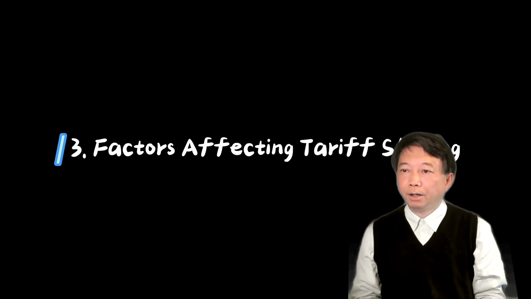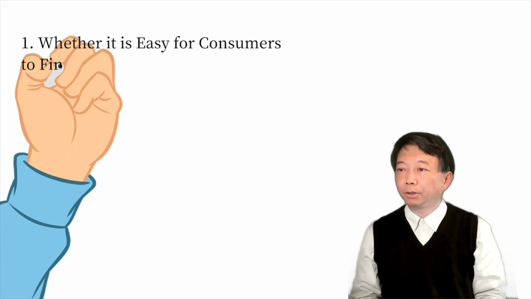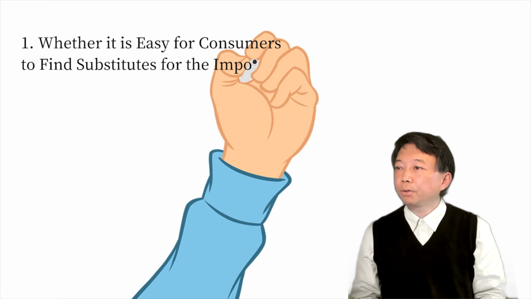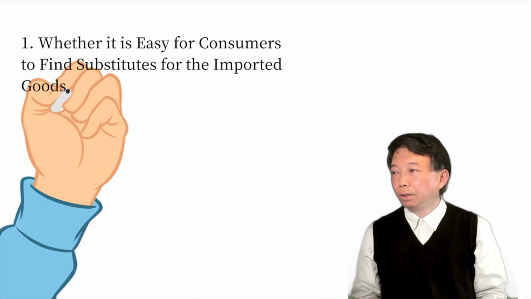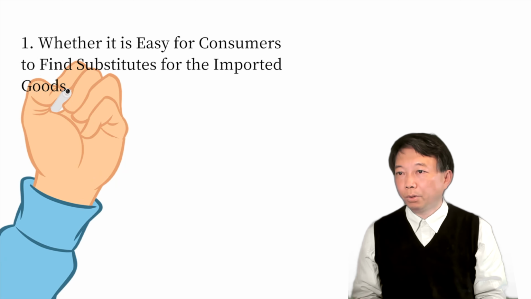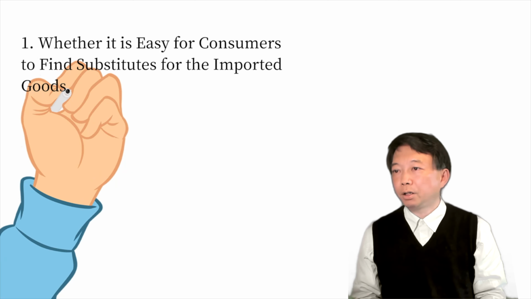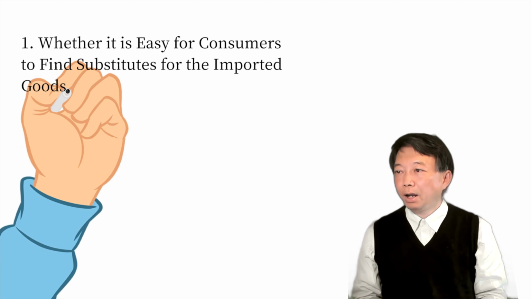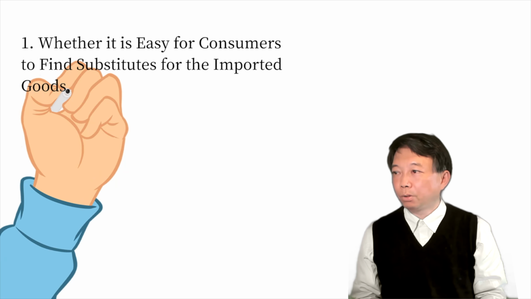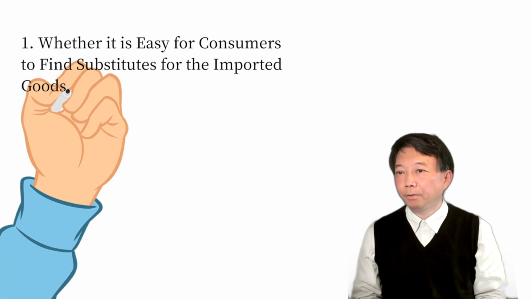All factors that influence the price elasticity of demand or price elasticity of supply will alter the distribution of tariff burdens. These factors include whether it is easy for consumers to find substitutes for the imported goods. If consumers can easily find substitutes, even a slight price increase in imported goods will lead them to switch to alternatives. In this case, the price elasticity of demand for imported goods is high, resulting in a very flat demand curve.